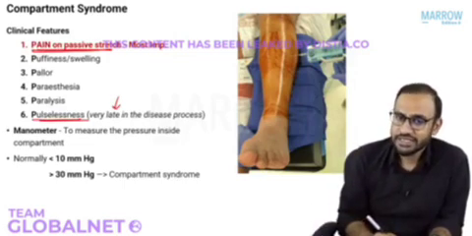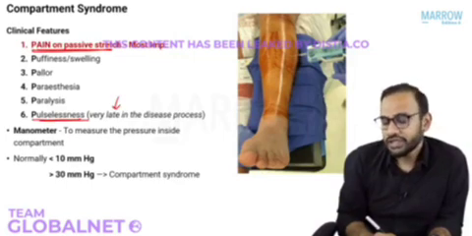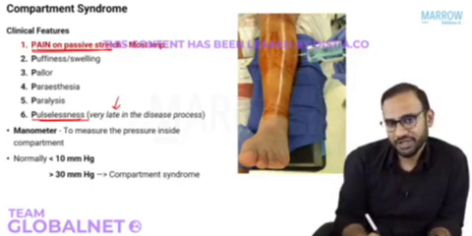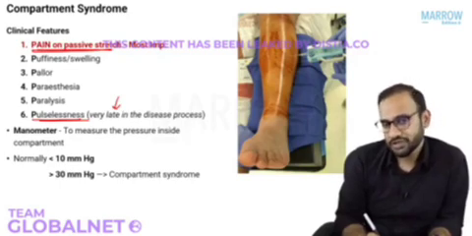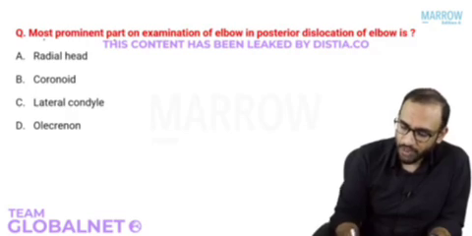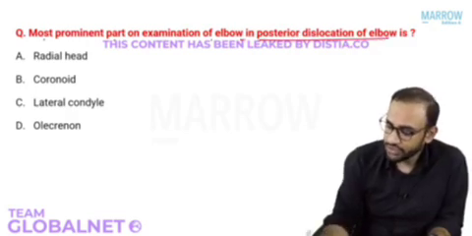The normal pressure is less than 10 millimeters of mercury. More than 30 is diagnostic of compartment syndrome, absolute pressure. And the delta P, the differential pressure, is diastolic minus compartment pressure, which should be less than 30 to make a diagnosis. Most prominent part on examination of elbow in posterior dislocation of elbow.